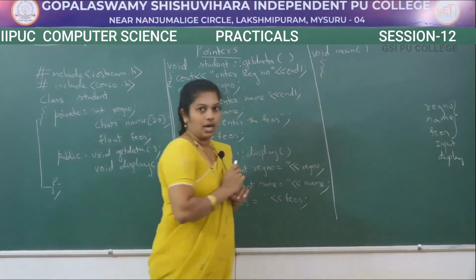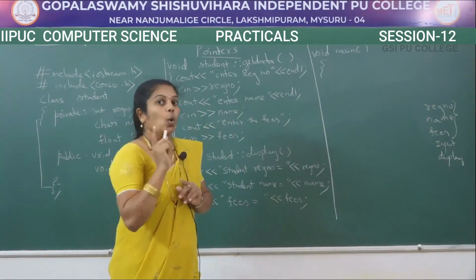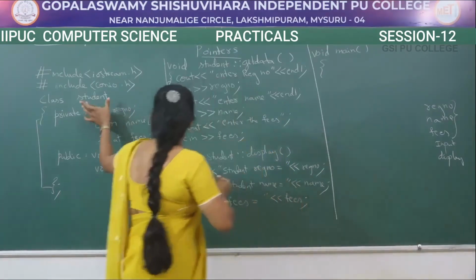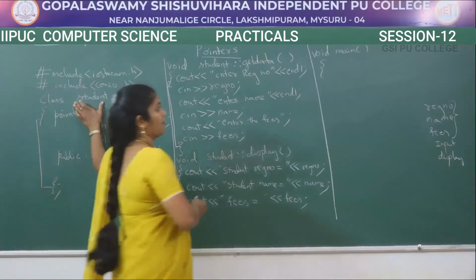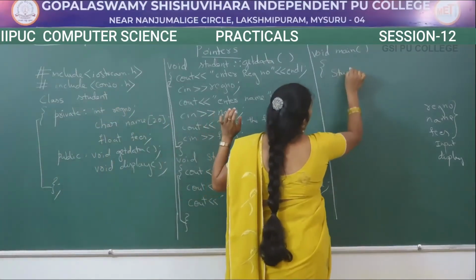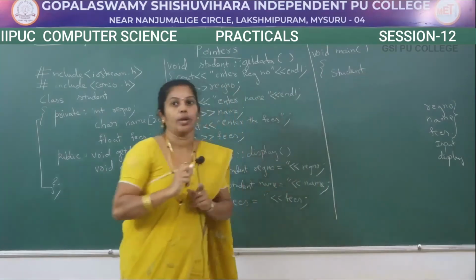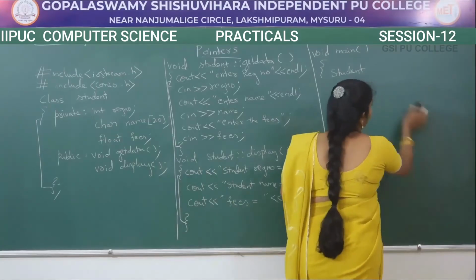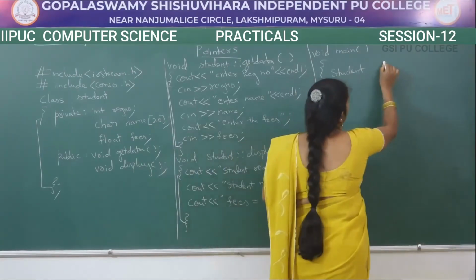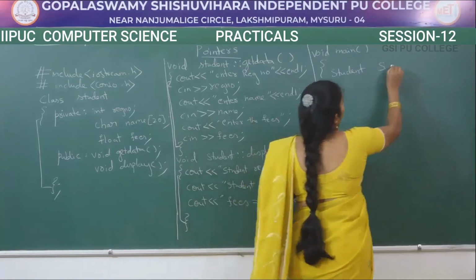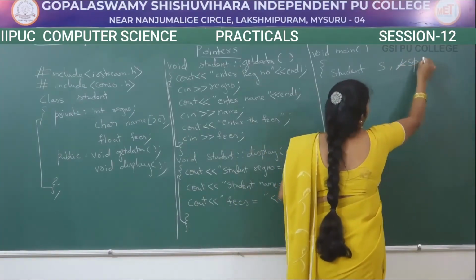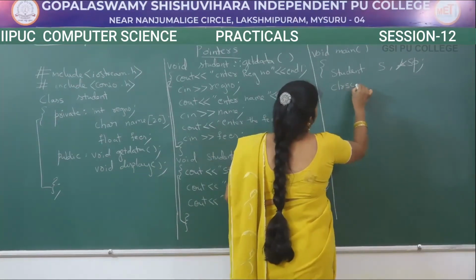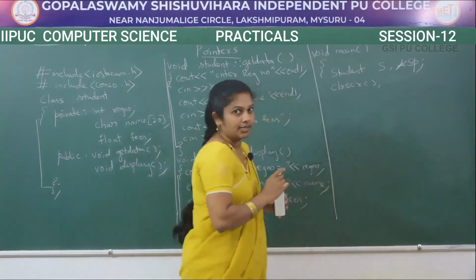Void main. Now first create an object. Here we have to create objects in pointer format. While creating an object, first you have to take the class name. Here the class name is student. Now we have to create an object and a pointer. First student S, a regular object, then comma star SP, the pointer object. Now clear screen, the clrscr function.